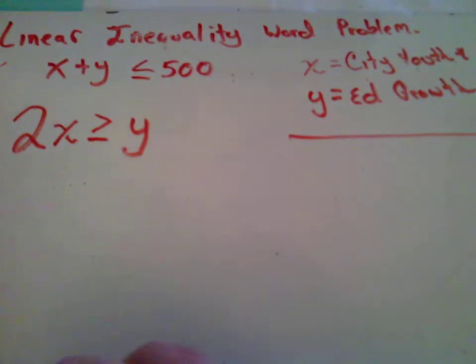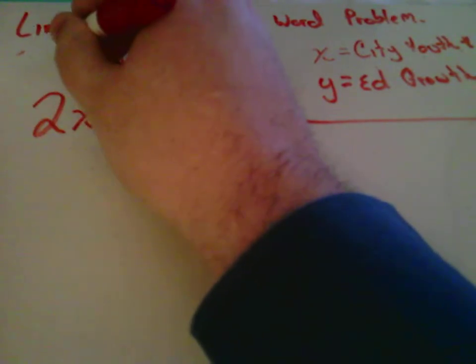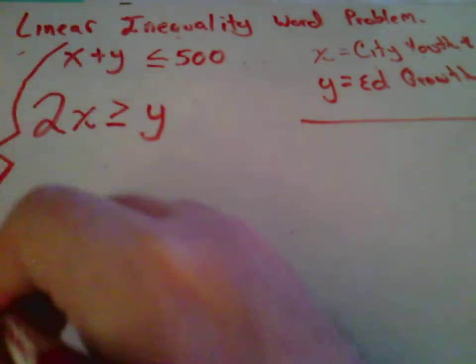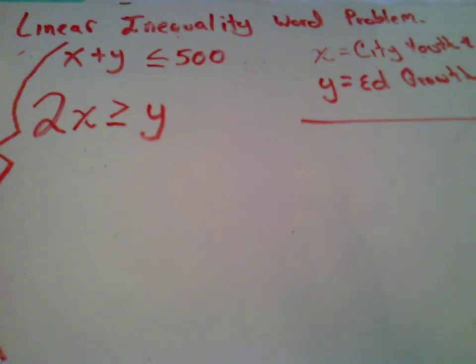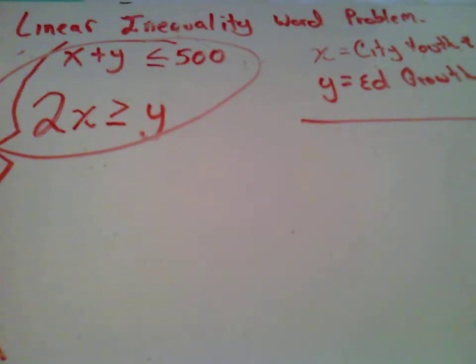Here's the next part of the problem that some people actually don't realize exists. We have the hardest part done. But there are actually 2 more inequalities that we need to throw in here. Can you see what they are? I'm going to let you think about that for a second while we go ahead and start graphing. The biggest things we need to remember right now are that X plus Y is less than or equal to 500, and 2X is greater than or equal to Y.